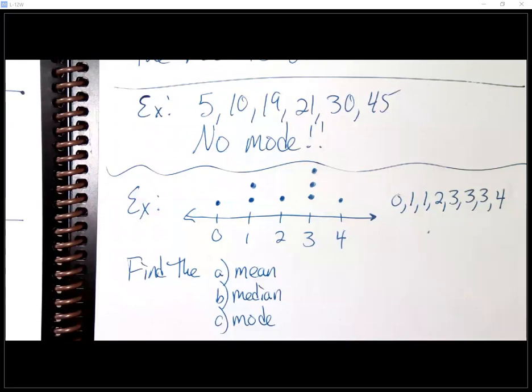Mean is when you're going to add all your numbers together and divide by how many numbers. Okay, does anybody have the mean? Jay, what'd you get?